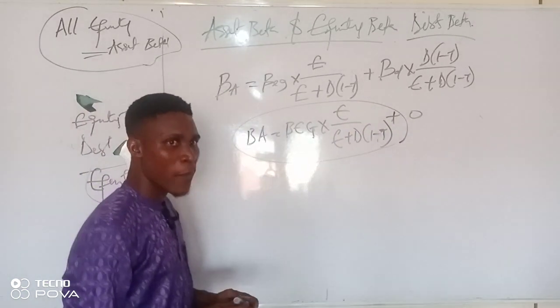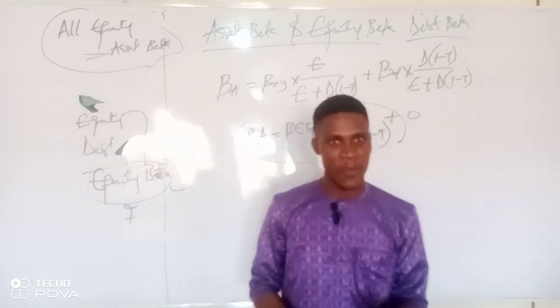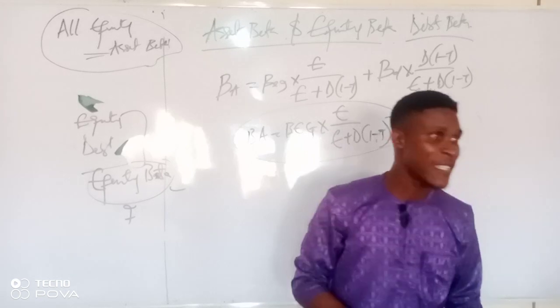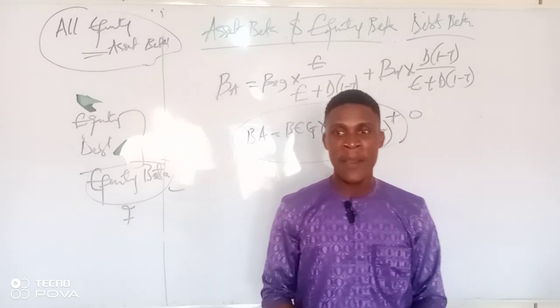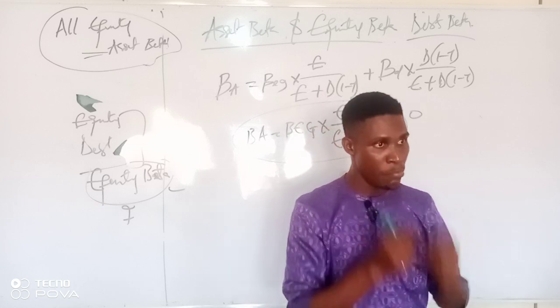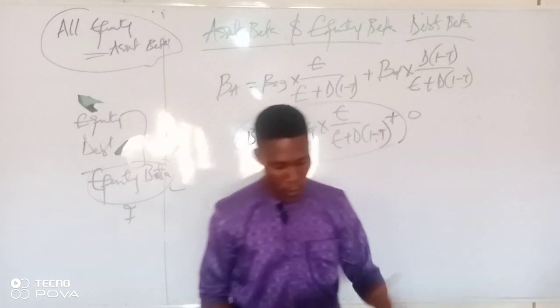Why? Because we normally assume sometimes that debt beta is zero. But we have to be very careful with that statement. Not in all cases will the beta of debt be zero. Am I talking now? Some questions give you a debt beta which you'll be using. Now, let's go to the next line. Look at this example.